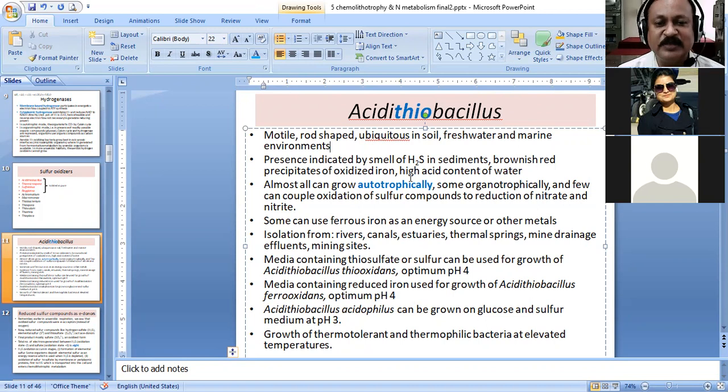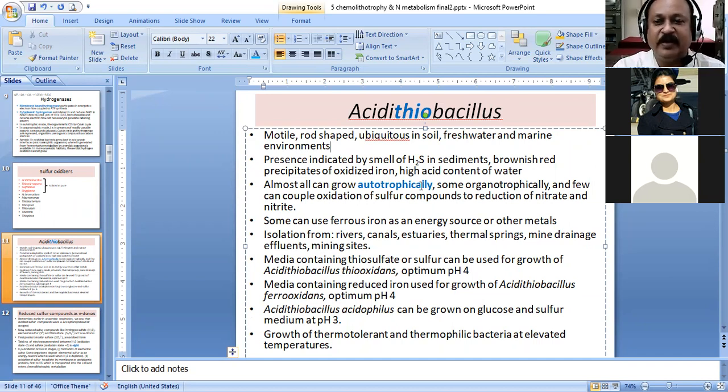Mineral deposits are there, because in addition to sulfur compounds, these organisms can also oxidize iron compounds. They can also oxidize certain other metals, and therefore they are prone to be found in certain habitats which are rich in metals. And that is why I think you have already studied that these organisms are also used for the leaching of metals, a process which we call bioleaching. Is it right? Do you remember that?